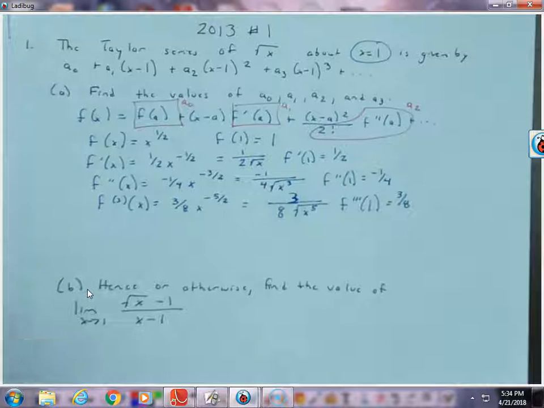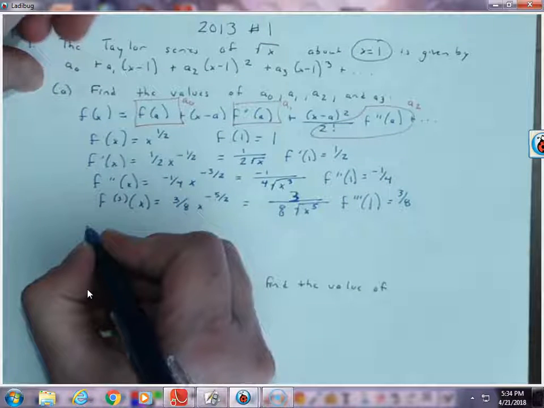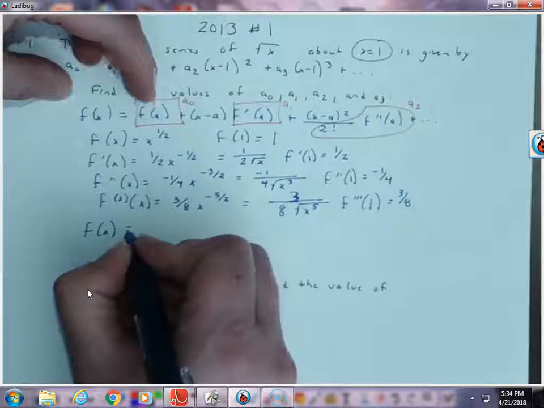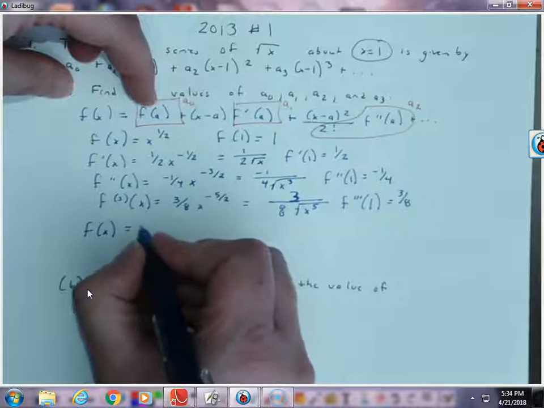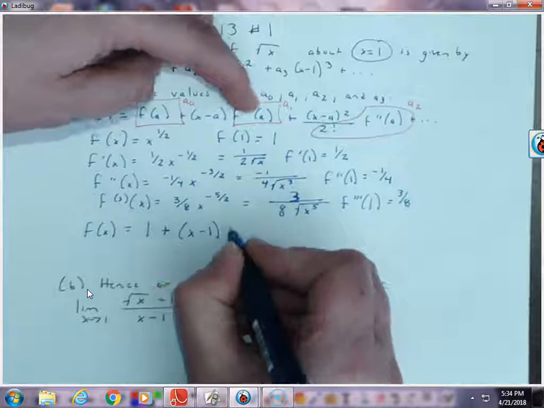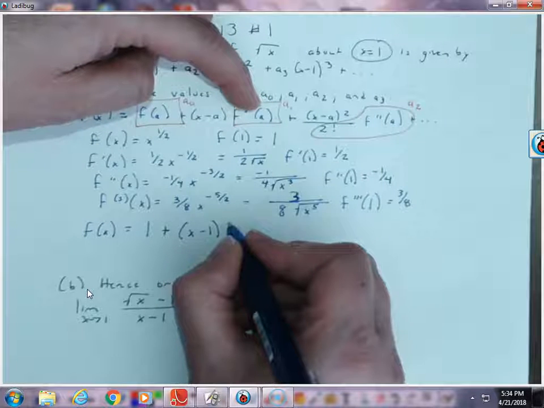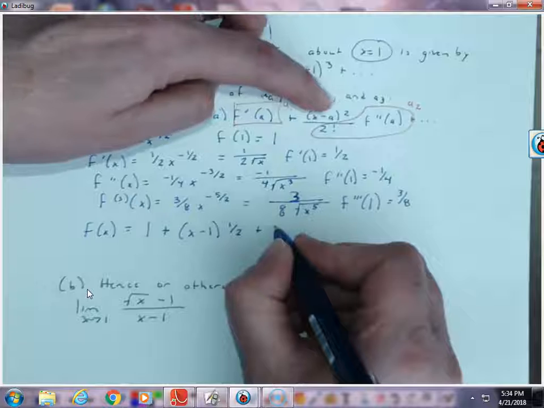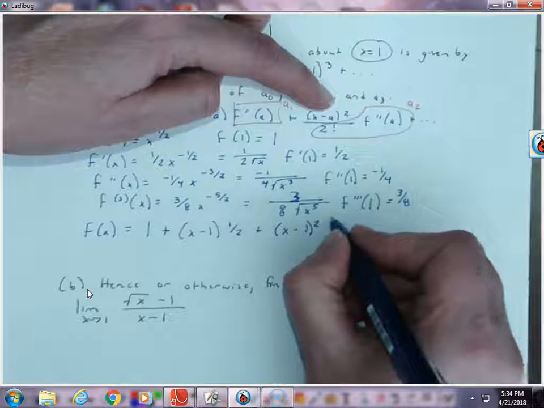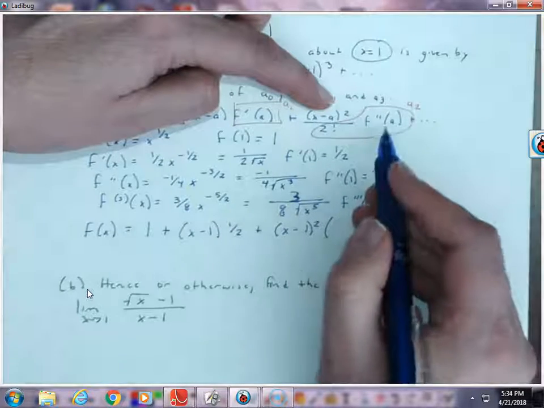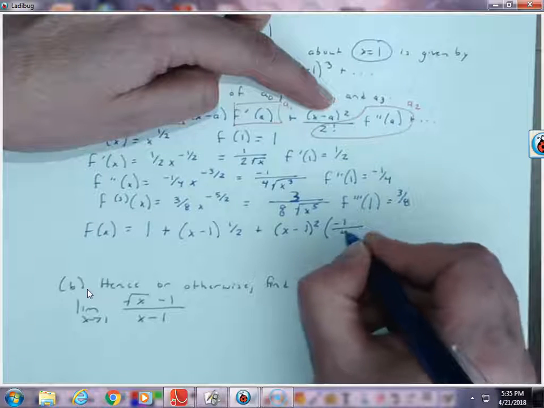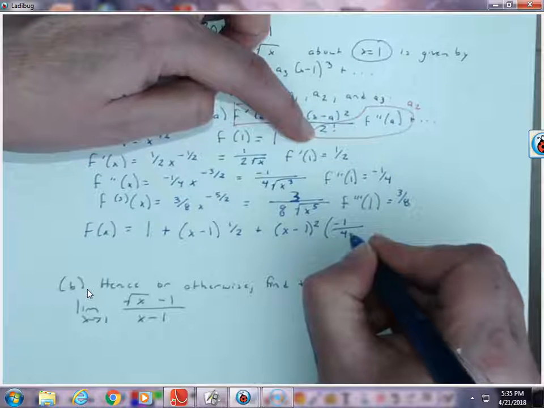Okay, and so let's just go ahead and write it out. I think that wouldn't hurt anything. So f of a would be f of 1, so this would be 1 plus x minus 1. F prime of 1, so 1/2. And then this one would be x minus 1 squared. And here you would have your f double prime of 1, which was negative 1/4. But you need to remember to divide it by 2 factorial.